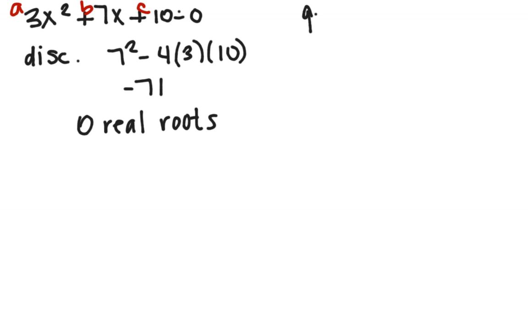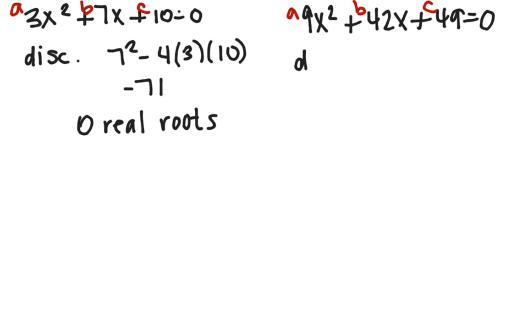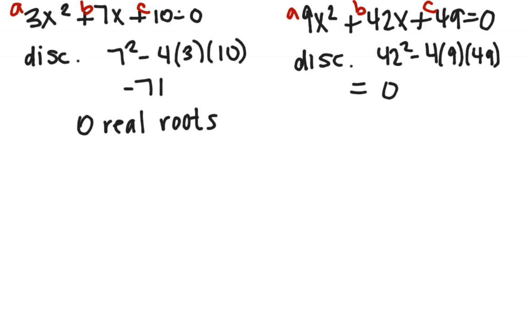Let's say I have 9x squared plus 42x plus 49, once again equal to 0. Same question, how many real roots? Again, we might want to identify a, which is 9, b, which is 42, c, which is 49. So my discriminant value this time is 42 squared minus 4 times 9 times 49. When we simplify that, we get 0.